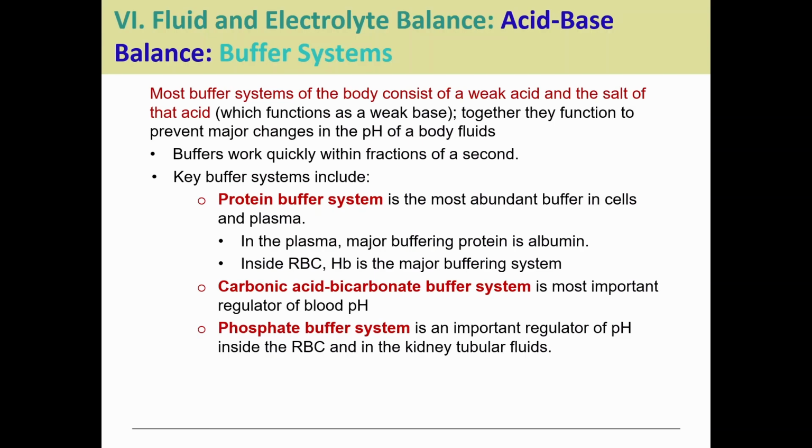And so we have the protein buffer system. This is where we're using albumin. This is the most abundant buffer that we find. So in the plasma, we see albumin. Hemoglobin is the one used in the red blood cells. When it comes to blood pH, we have the carbonic acid bicarbonate buffer system. This is where I said bicarbonate comes into play big time. And then the phosphate buffer system, this is going to help with pH inside red blood cells and also inside the kidneys as well.